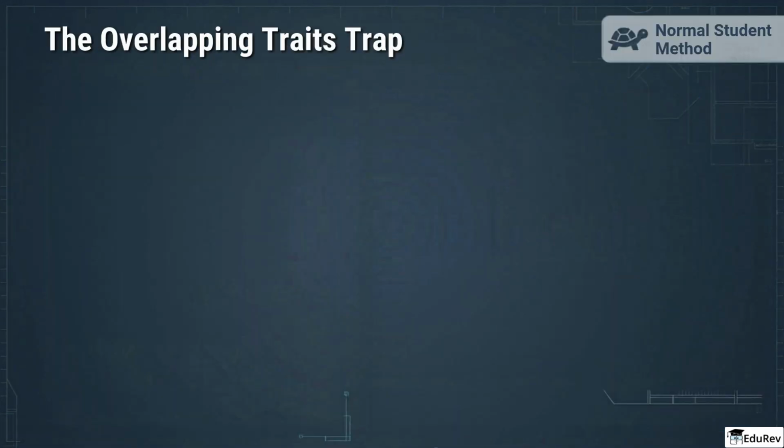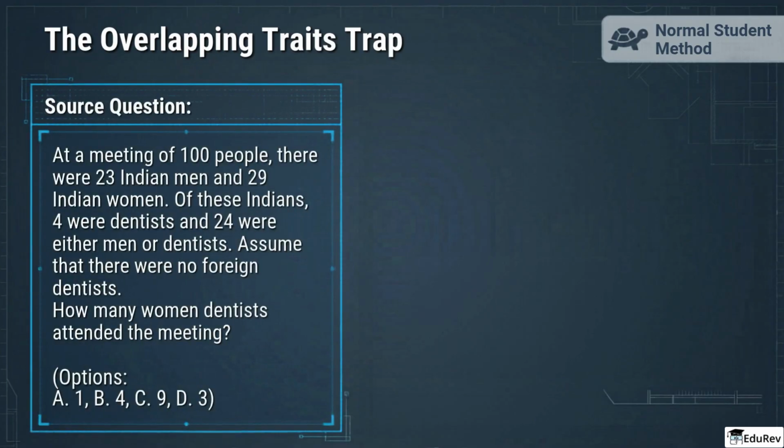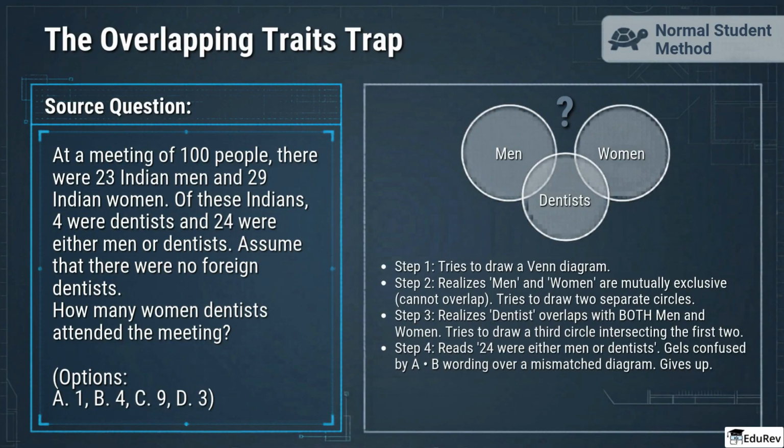It's time we switch to a trap that looks like a standard overlap question, but is actually built on incompatible categories. In the example, men and women are mutually exclusive groups, while dentists is an overlapping trait that can apply to either group. The mistake many students make is to force all 3 into a Venn diagram as though they behave the same way. That is the wrong model.